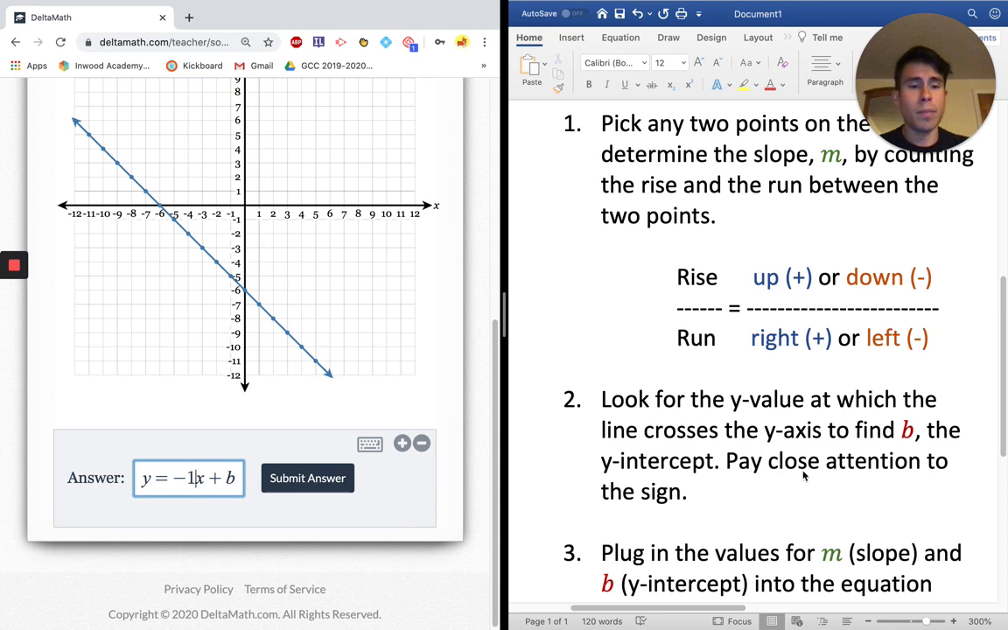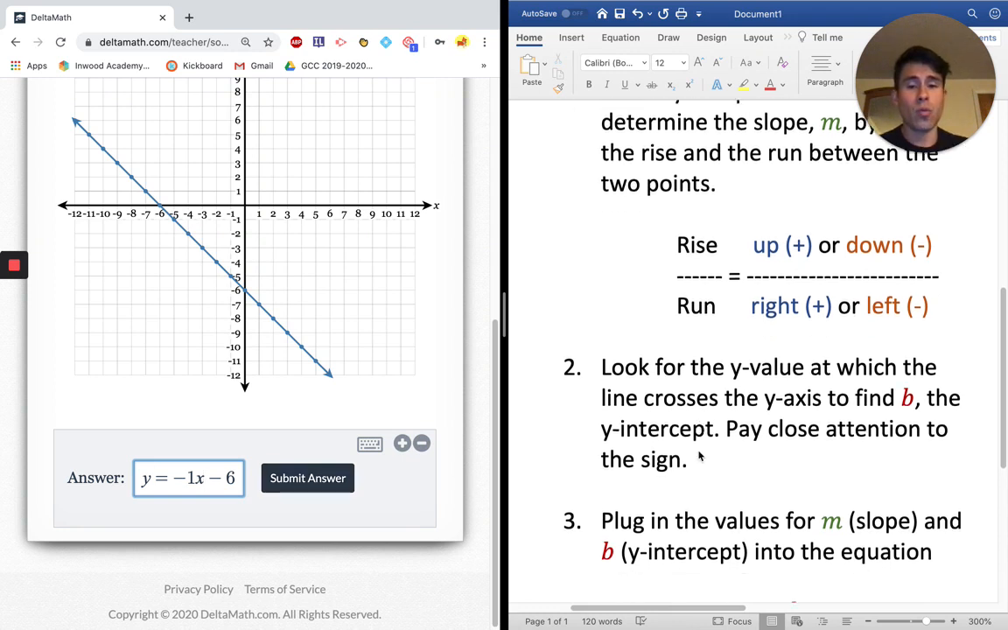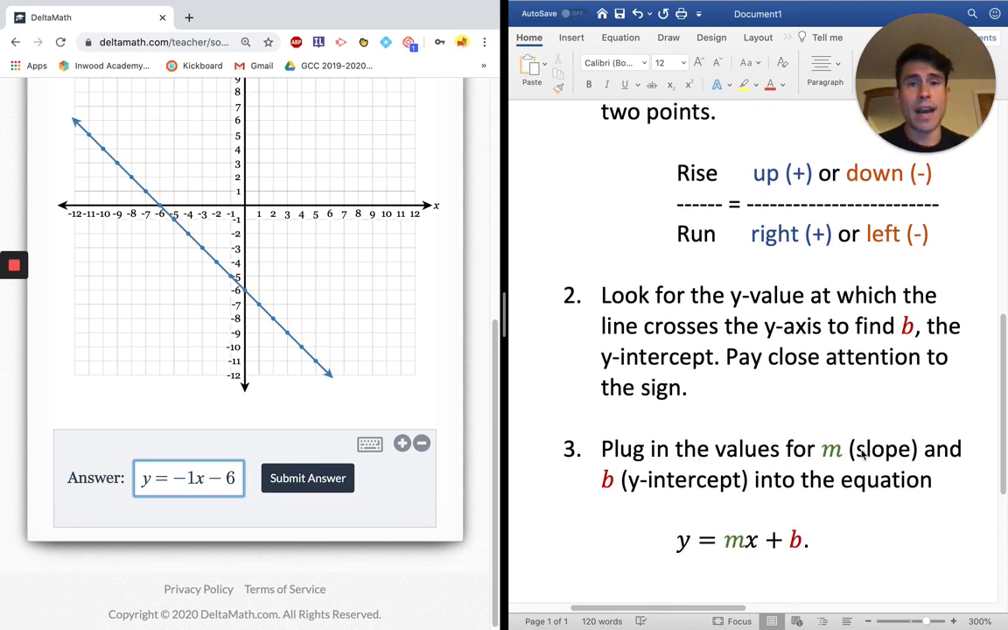Again, the b is the part of the line where it intersects the y-axis, the vertical axis. So I follow along, and I see it's at -6. That means my b is -6. Again, I don't like the plus -6. That's the same thing as just saying -6, so I can get rid of that. And look here. Once I plugged in my values, I have my equation, y equals mx plus b. In this case, y equals -1x minus 6.